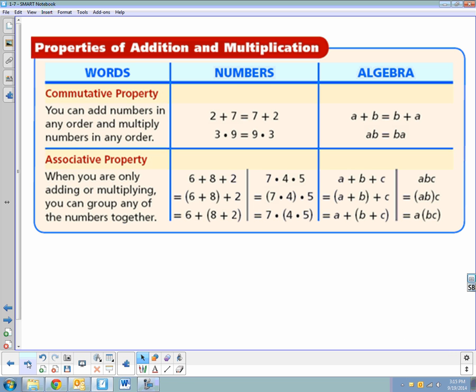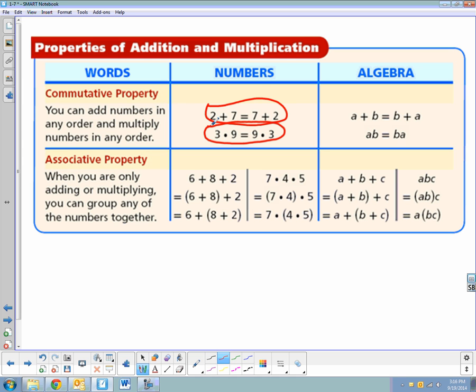We've talked about them in class a couple times, and I know that you talked about them in class in 6th grade, but the commutative property allows you to flip-flop what's going on. The examples that they give are 2 plus 7 is the same as 7 plus 2. 3 times 9 is the same as 9 times 3. And so the commutative property allows you to flip the order in which those numbers occur.